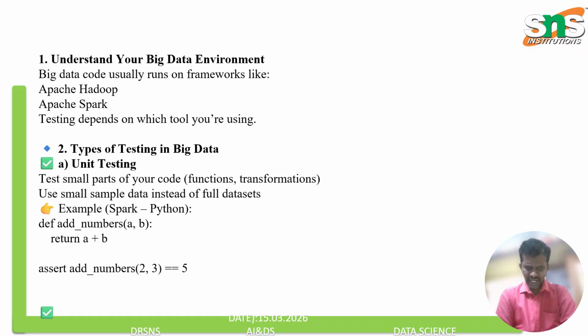It applies to functions and transformations, and uses a small sample data instead of a full data set. We do not have to check the entire big data. Instead we can check small data in functions and transformations, and use small sample data instead of a full data set. Example in Spark and Python: def add_numbers(a, b): return a + b. Then assert add_numbers(2, 3) == 5. This is the format we can use in big data.